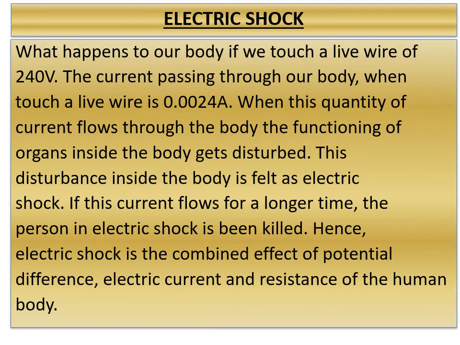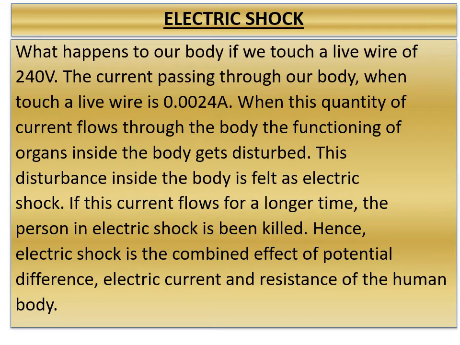So what happens to our body if we touch a live wire of 240 volt? The current passing through our body when we touch a live wire is 0.0024 ampere. So actually each gadget in our house requires 240 volt. These 240 volt we get from mains. Before, we used to have a stabilizer to stabilize the voltage, but as per the new technology each gadget is with inbuilt stabilizer.